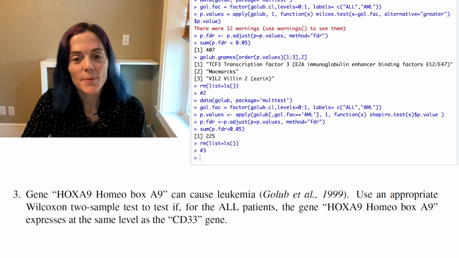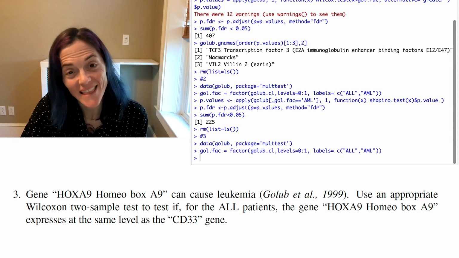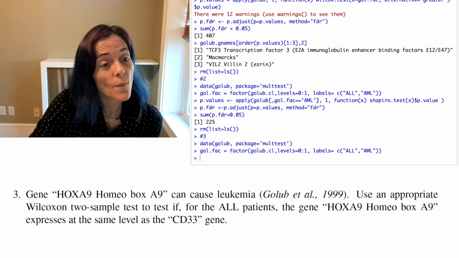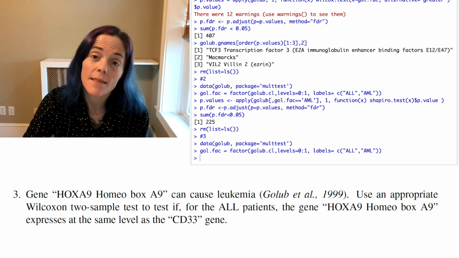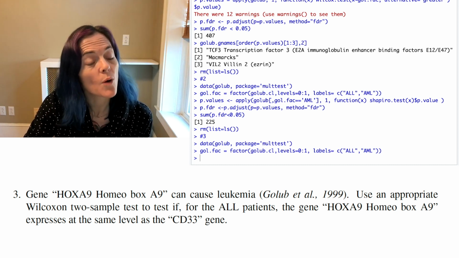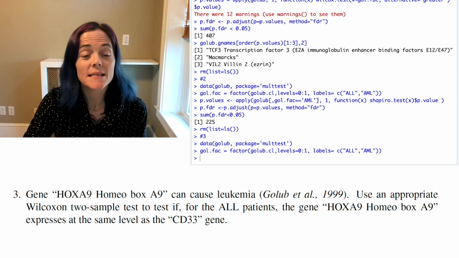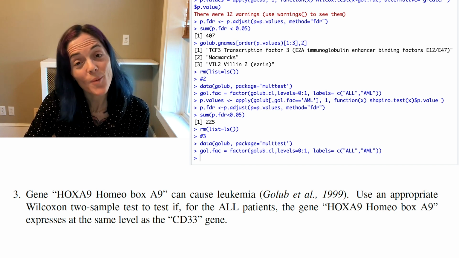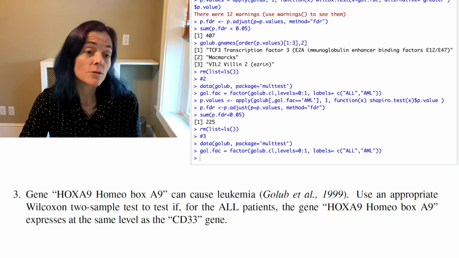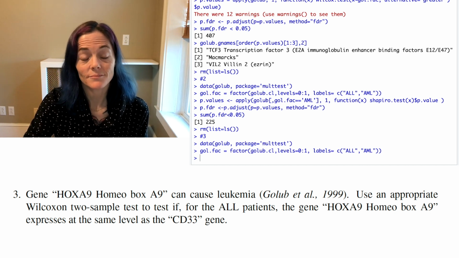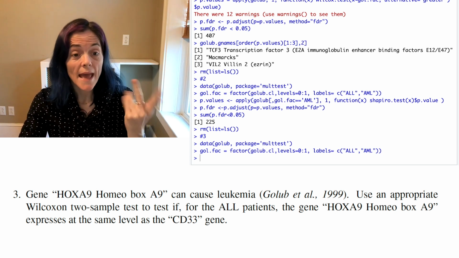All right, number 3. Well, once again, we are working with the Golub data. Gene HOX-A9, homeobox A9, can cause leukemia. This is in their original paper. Use an appropriate Wilcoxon 2-sample test to test if, for the ALL patients, this gene, HOX-A9, homeobox A9, expresses at the same level as the CD33 gene.